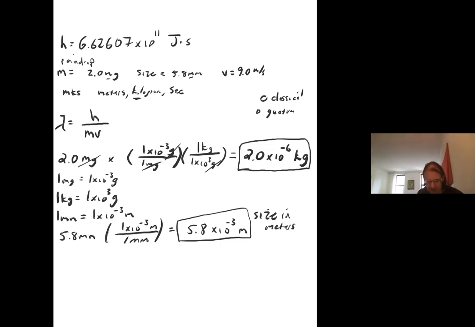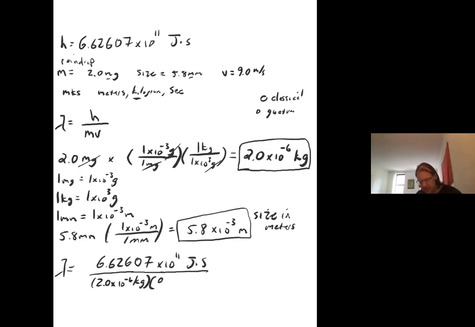Now I'm going to calculate lambda. But now we're going to use the h they give us. This is not in our universe, it's in a different universe. So there's your new h. If it was our universe, it'd be 10 to the minus 34, and we would know what we would get for that one. So now we're going to divide that by the mass. We've got the mass in kilograms, so 2.0 times 10 to the minus 6 kilograms. And your velocity is already in meters per second.